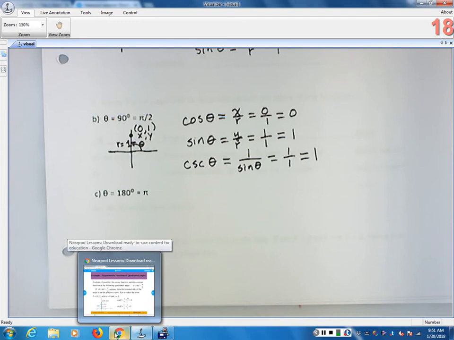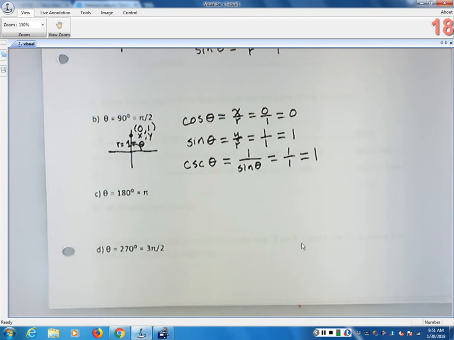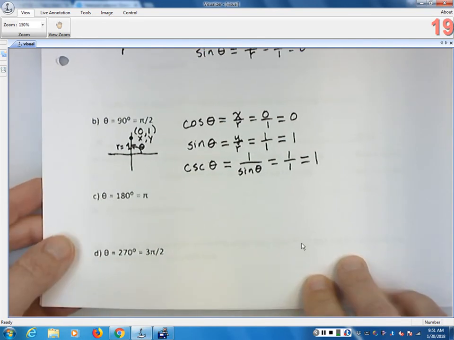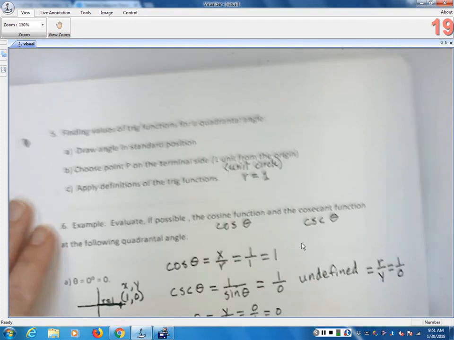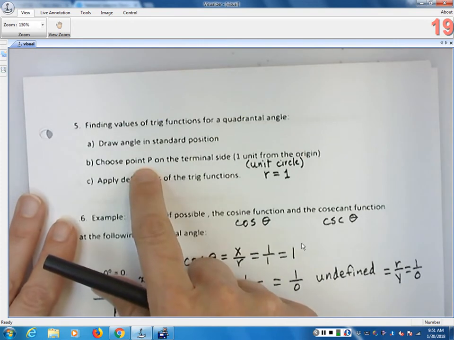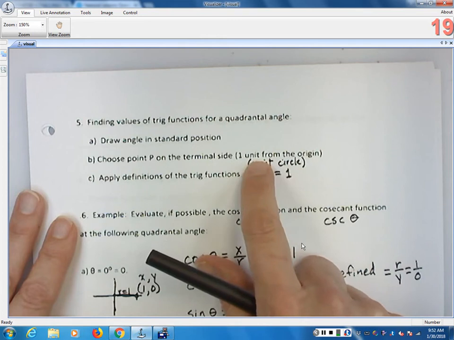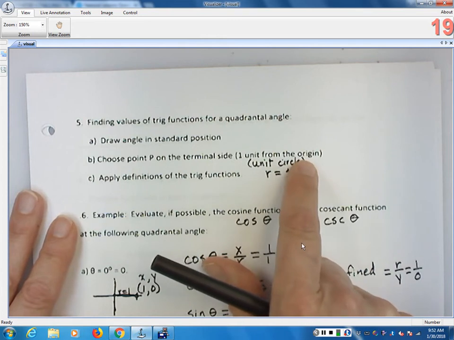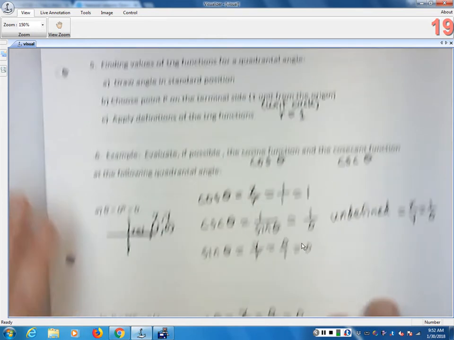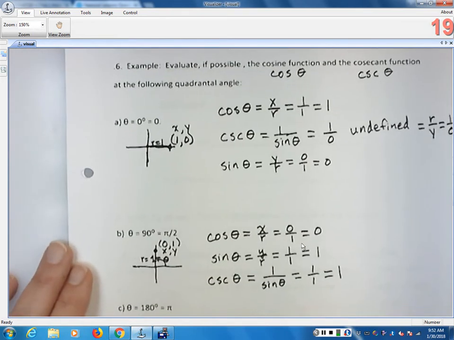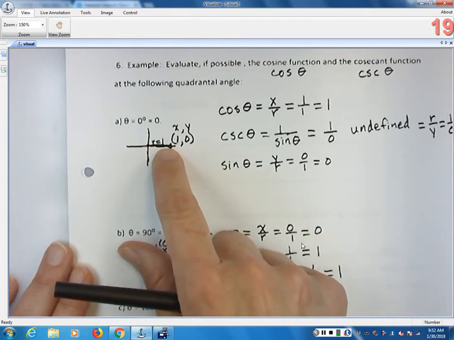Quick question. I'm a little confused on where we're getting the units from, the coordinates (0, 1). We said we would pick P to be on the unit circle. We'll just pick it to be 1 unit from the origin. Okay, so A is the x value, 1, and B, the y value, is 1.